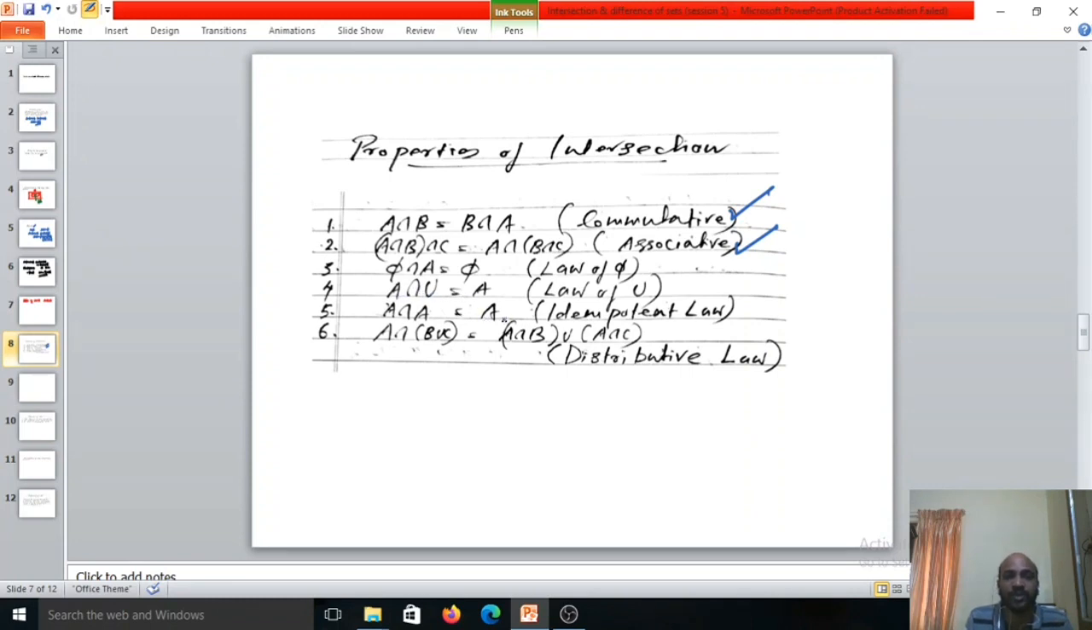Then idempotent law means A intersection A, you will get the same element. Idem means same. Last one is an important property, that is distributive property. A intersection B union C is equal to A intersection B union A intersection C. This is like our distributive property for three numbers, A into B plus C. What is A into B plus C? That is AB plus AC.